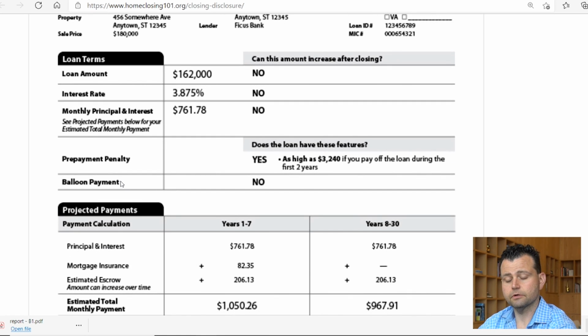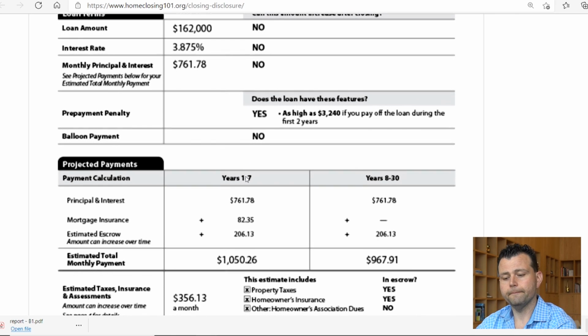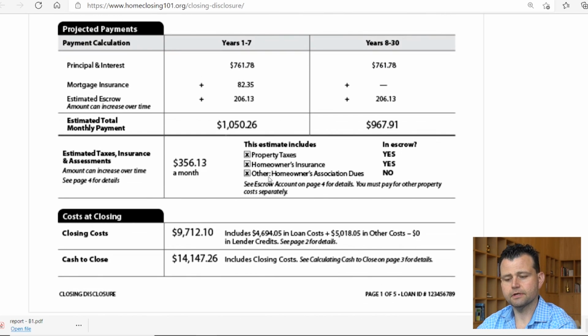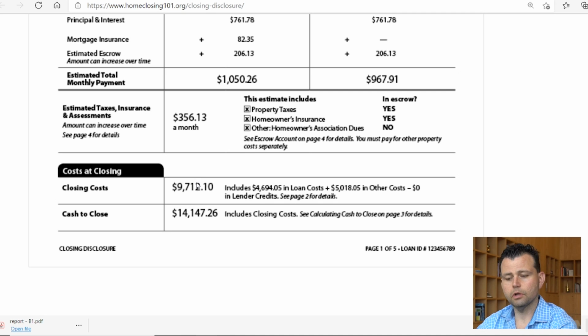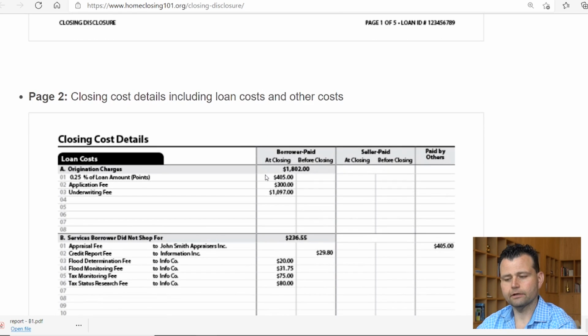Then it'll ask you, does the loan have a prepayment penalty? And it says this loan does have a prepayment penalty. If you pay it off early, it could be as high as $3,240. It says that there is no balloon. It also shows the projected payments through years 1 through 7 and years 8 through 30. It shows how much your mortgage insurance is, your taxes and insurance. Here it shows what your total closing costs are, how much money you have to bring to closing, and then a breakdown of the closing right here.